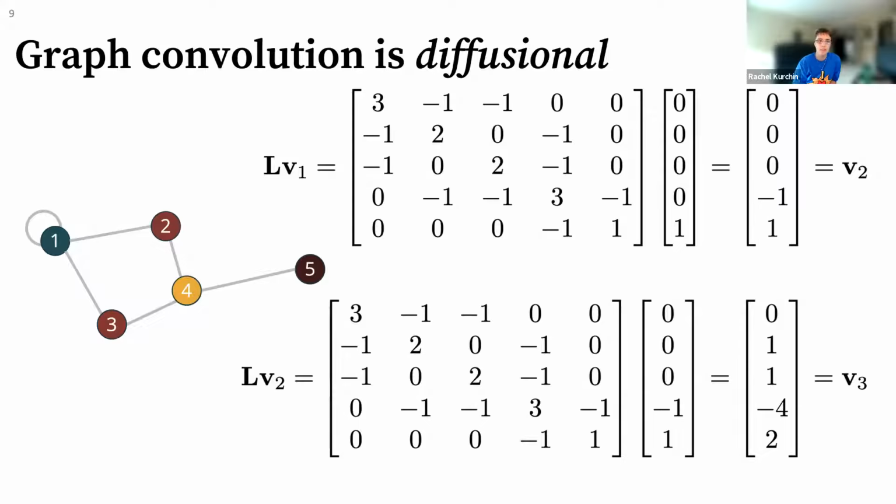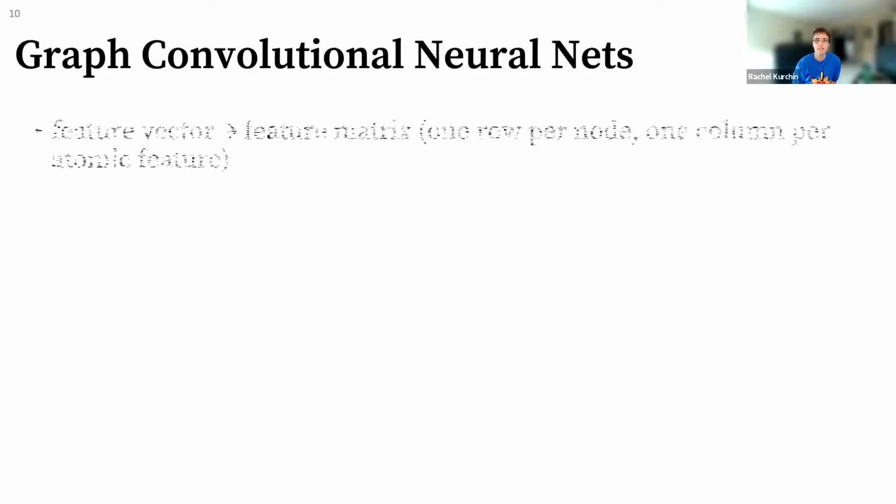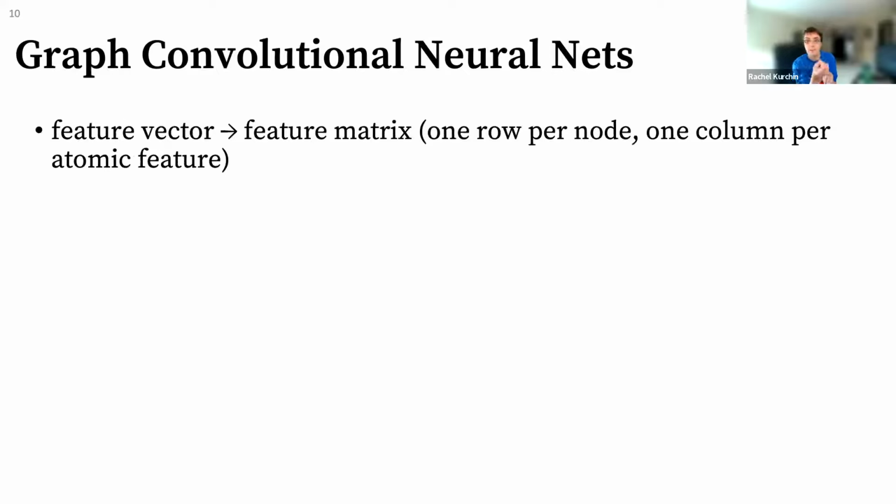So this is the main ingredient in what's called a graph convolutional neural net. The one other change is that rather than a feature vector where we have a single number at every node, we can now assign a vector to every node and stack those vectors together into a matrix. So that feature vector becomes a feature matrix.